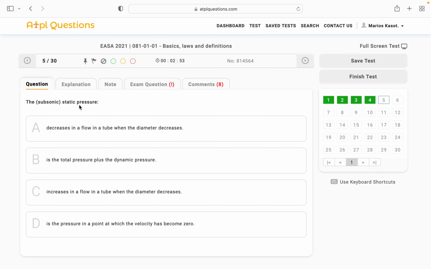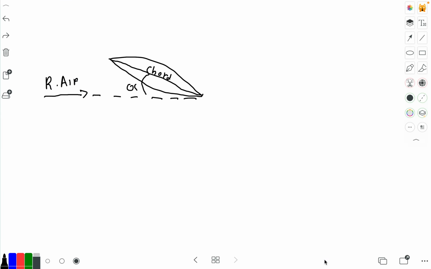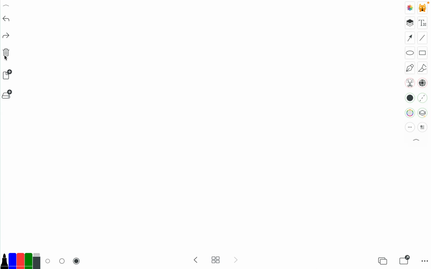In subsonic flow in a tube, does static pressure decrease when the diameter decreases? Does the total pressure plus the dynamic pressure increase in a flow in a tube when the diameter decreases? Or is it the pressure at a point at which the velocity has become zero? Drawing a Venturi tube here would be very helpful.